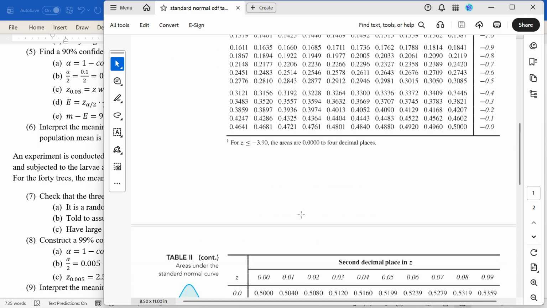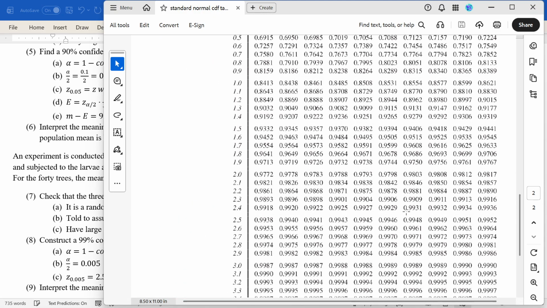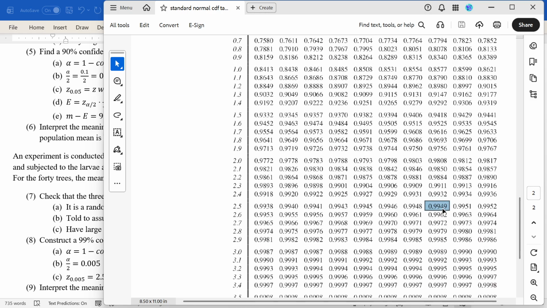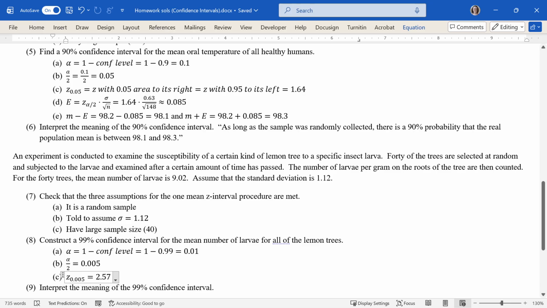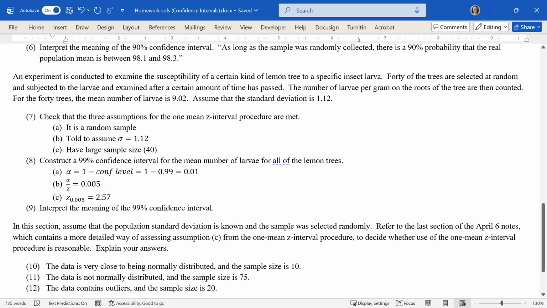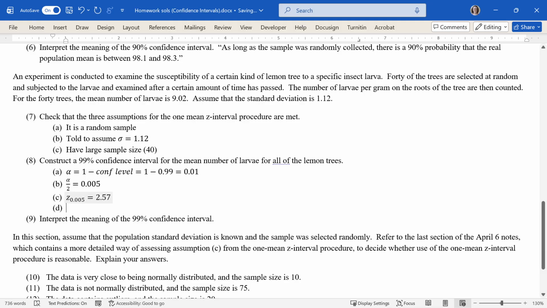Because if I look at positive 2.57 over here, this one is for 7, right? Yeah. This would be the one that has 0.0051 area to its right, and so 0.9949 area to its left. Okay. So the z-score should always come out positive on this particular procedure.